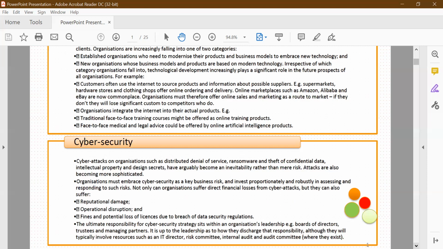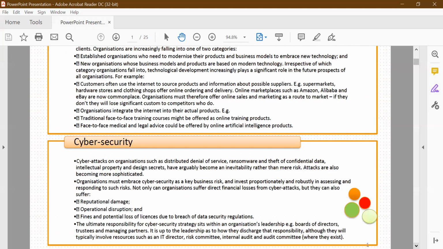Not only can organizations suffer direct financial loss, but they can also suffer reputational damage, which I already mentioned, right? So it can seriously affect their reputation, and it can also disrupt operations, and it can also lead to fines. You can be fined, and you can lose licenses as a result. Very, very important. But one of the key problems is reputational damage, because when an organization loses its reputation, it can have long-term consequences on that organization, and people no longer trust the organization again.